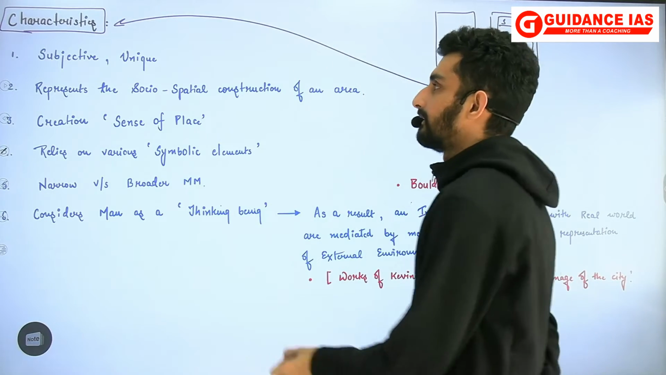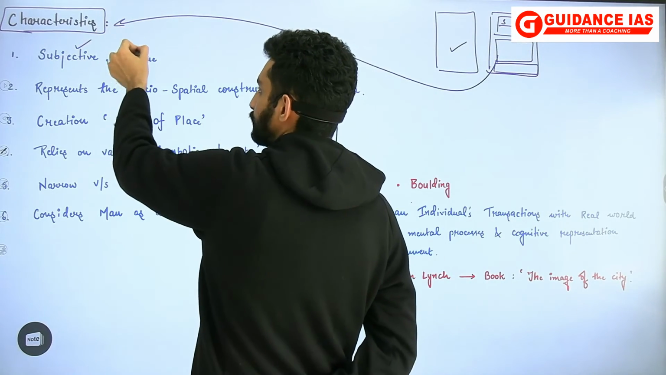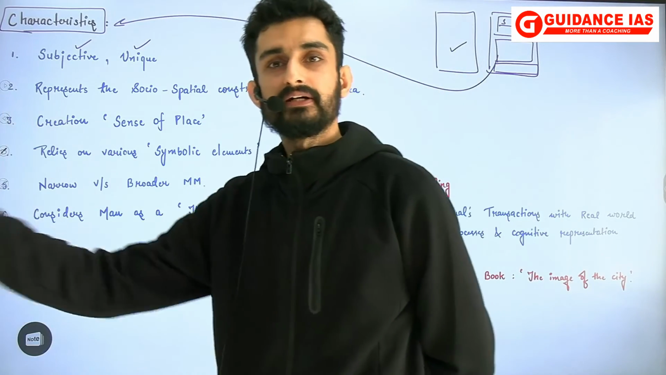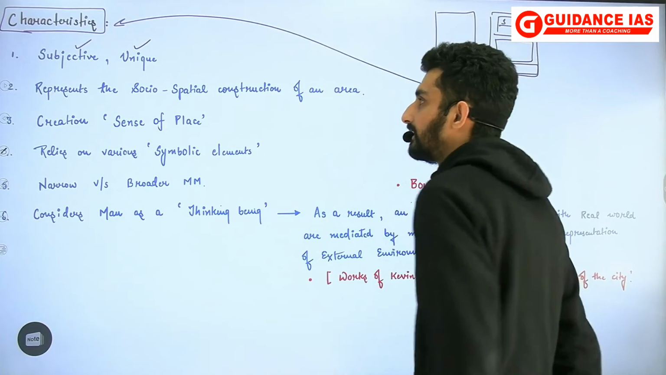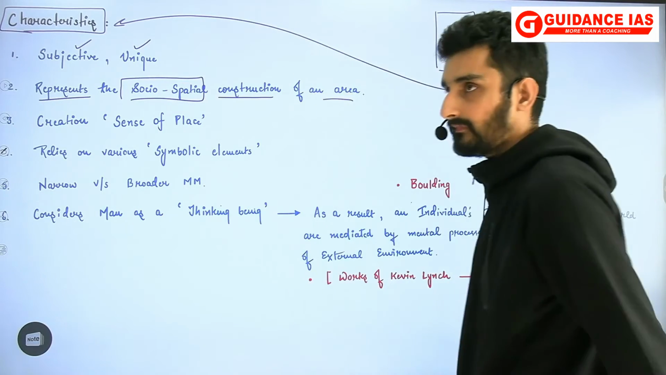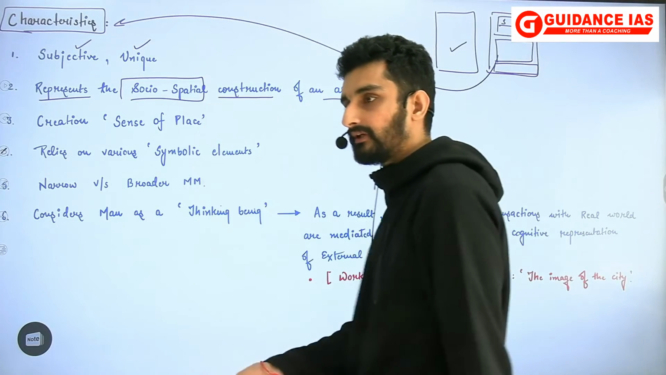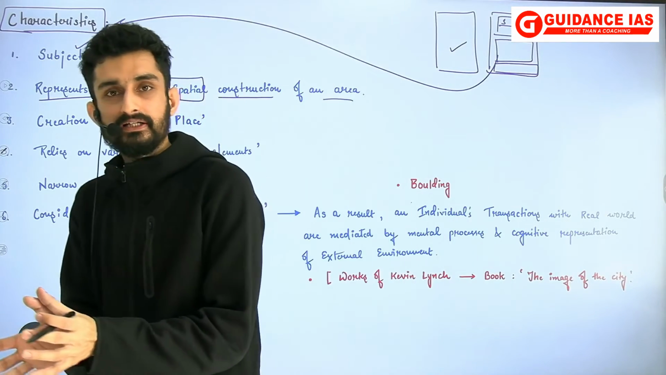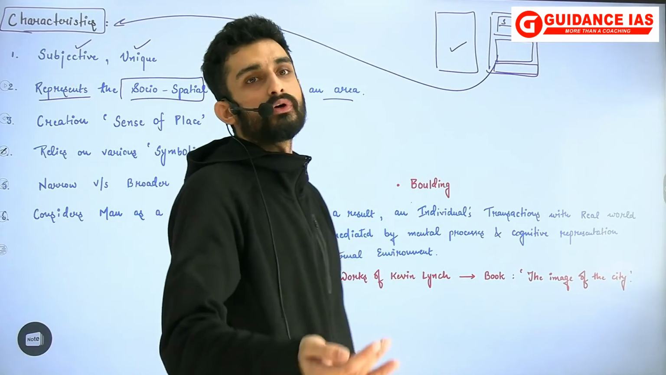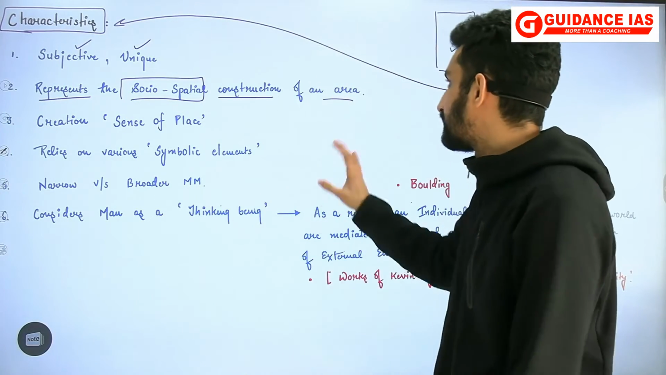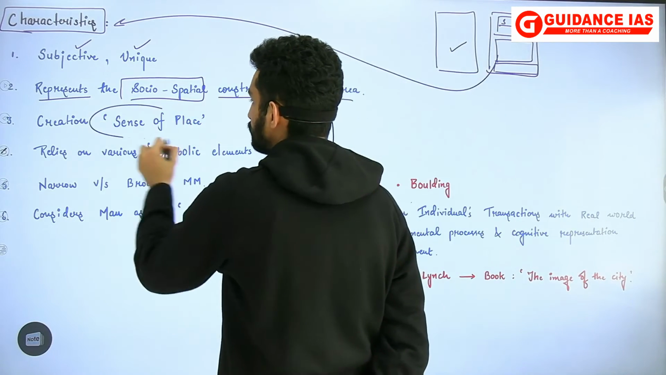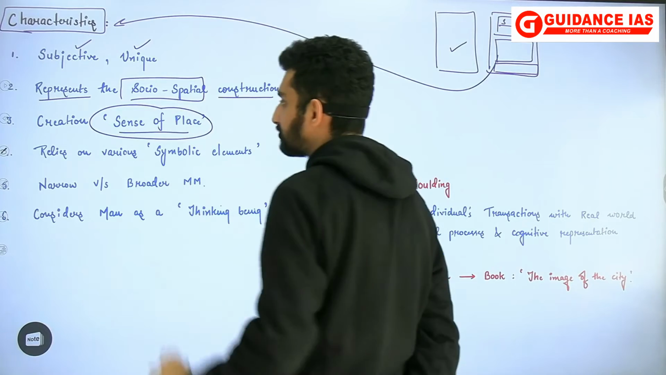So again, we know that mental maps are subjective. They are unique to every individual. Every individual will perceive the same thing differently. We will see the examples. It helps to represent the socio-spatial construction of an area. You have a mental image of the locality you are living in, the grey pockets of that locality, the unhygienic pockets of that locality, the areas which are hygienically best in this area. You have that image also. So it helps in the creation of a sense of place in an individual's mind.